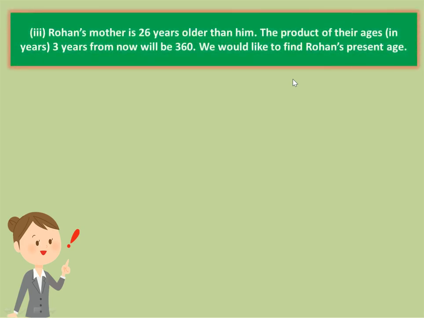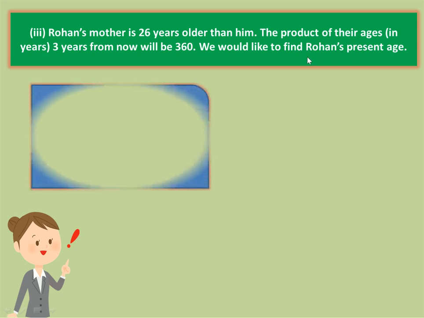Here we are going to consider one more problem. Rohan's mother is 26 years older than him. It means 26 more, yes or no? More means plus. The product of their ages, we have to multiply their ages, when 3 years from now. Extra means you have to add 3 to the present year. Yes or no? Will be 306. We would like to find Rohan's present age.